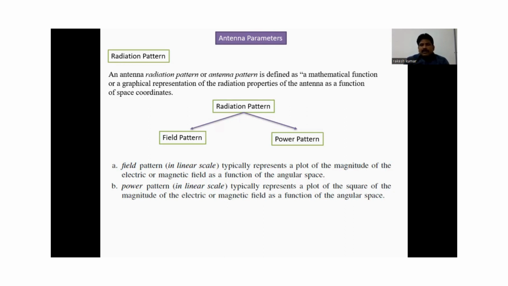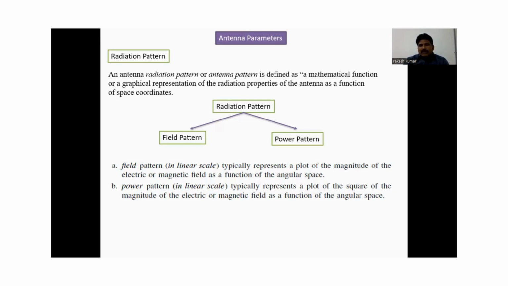Similarly, if you want to test an antenna, or if you want to design an antenna, there are certain parameters that should be considered. There are so many, 14 to 15 various parameters that we are going to consider. Now we'll study them one by one. The first one we'll study is the radiation pattern.